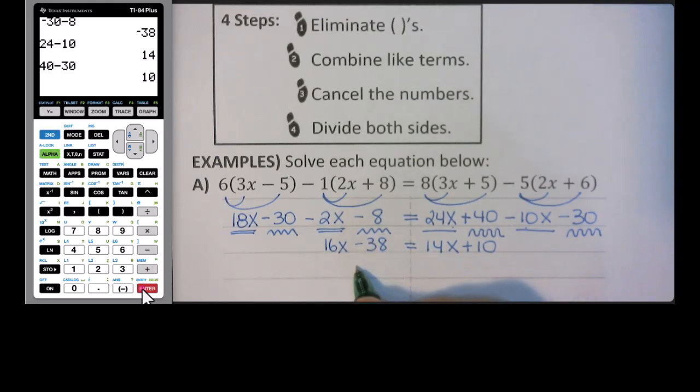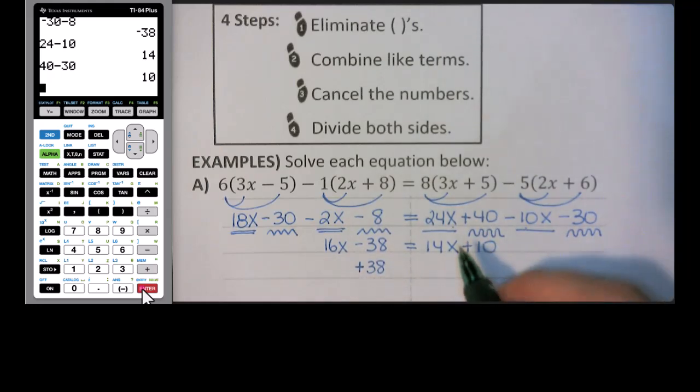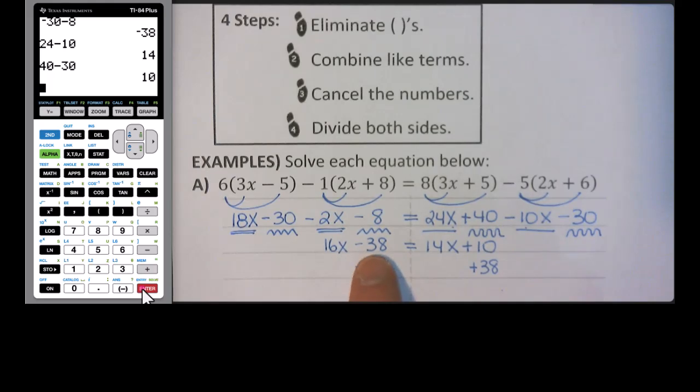So that means we need to cancel. To cancel negative 38, we're going to do the opposite, which is positive 38. Anytime you do one thing on one side of the equation, you got to do the same thing on the other side. So I'm going to put positive 38 under the number 10 because they both don't have letters. So that means 38 is going to cancel. Now, if you notice right here, 14x has a letter and it is on the wrong side.